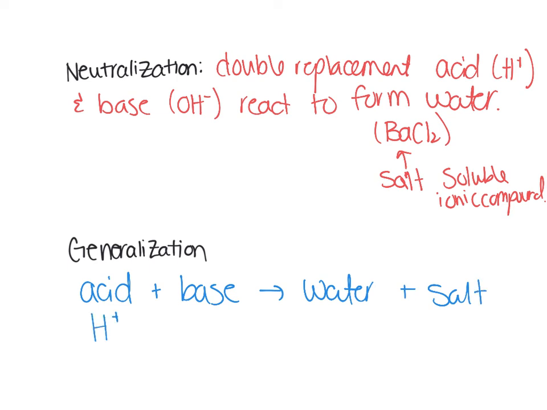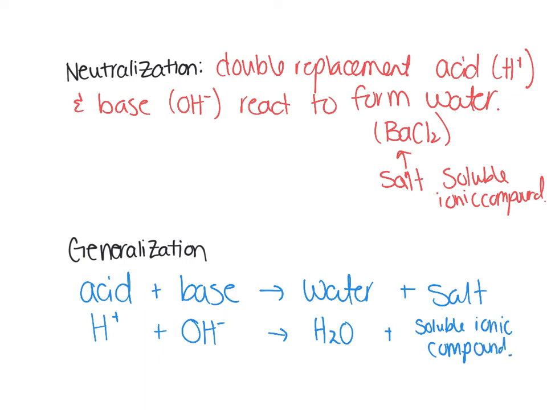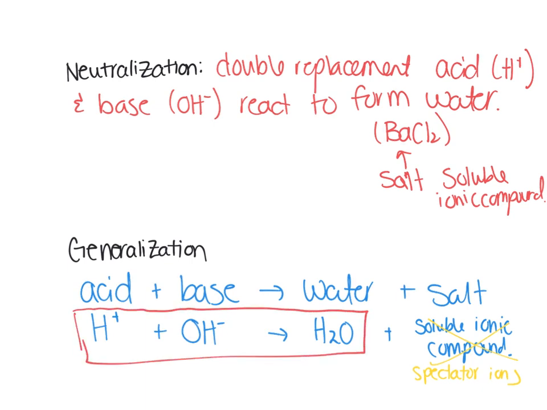So that acid was an H plus, and the base was an OH minus, and this is going to make H2O and some sort of soluble ionic compound. And this soluble ionic compound ends up being our spectator ions. So the full generalization is that the H from the acid and the OH from the base make water. And that's how we get a neutralization reaction.